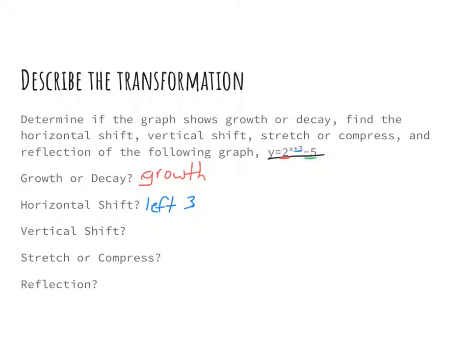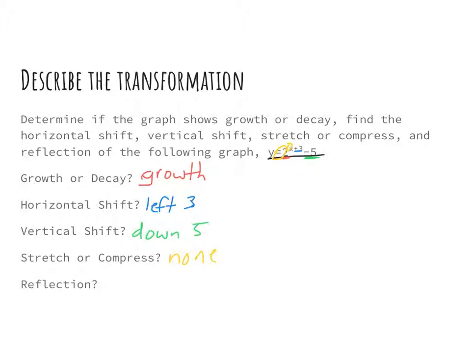For our vertical shift, we look outside of our exponent, we're subtracting 5. Subtract means we move down, and then 5 is how far we're moving down. For our stretch or compress, we look at, are we multiplying the base by anything? So yes, there's a 2 here, but we're looking to see if we're multiplying the 2 by anything, and we're not. Okay, so when that is the case, there is no stretch or compress. Okay, you also notice that we're not multiplying x by anything either. So when neither one of those are being multiplied, we're not doing any stretch or compress.